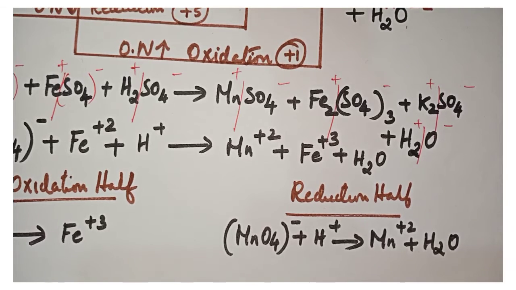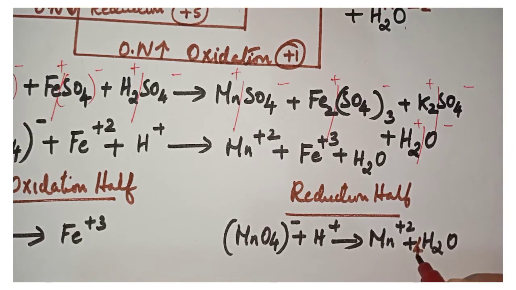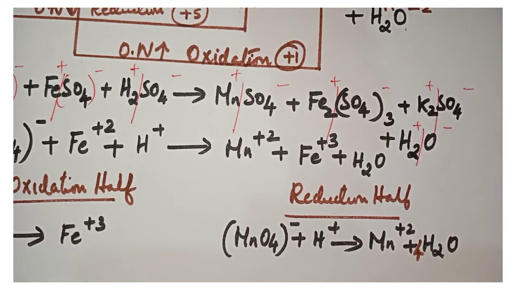So for that reason, what should I do? I just put 4 here. When I put 4 here, it becomes 4 oxygen, so 4 oxygen is balanced. Then here 8 hydrogen is there, whereas here only 1 hydrogen, so I put 8 here.